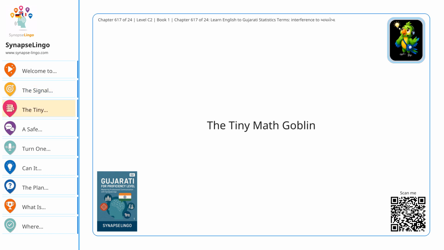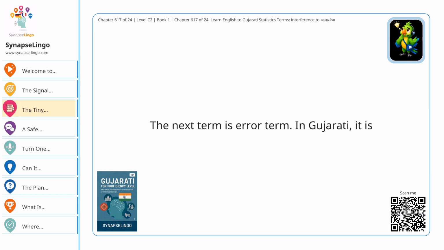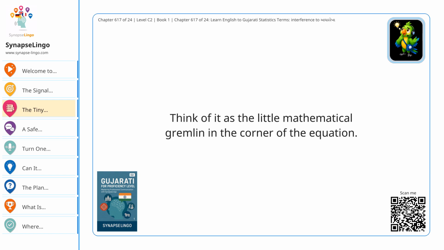The tiny math goblin. Now meet a smaller problem. It does not shout like interference. It hides in equations and smirks. The next term is error term. In Gujarati, it is ભૂલપદ. Think of it as the little mathematical gremlin in the corner of the equation.